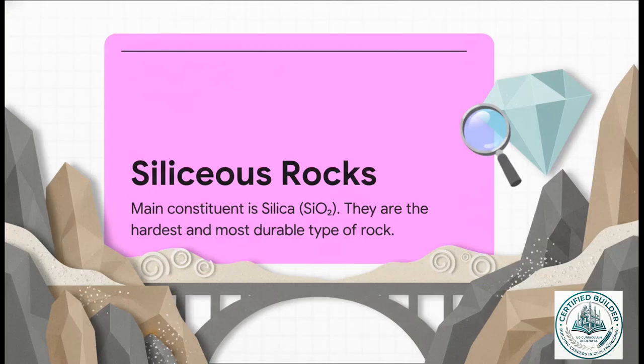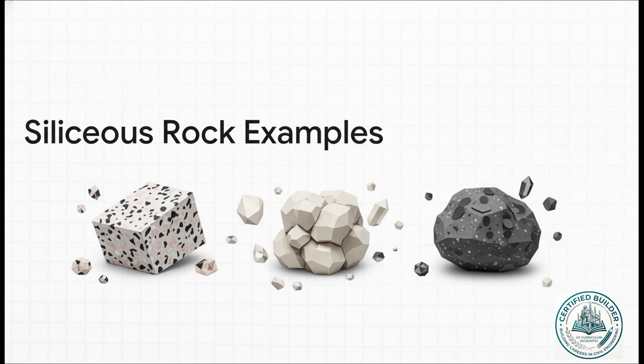First up, we've got siliceous rocks. Their main ingredient is silica, sand. And silica is incredibly hard. It's a 7 on the Mohs scale, which makes these rocks the absolute toughest and most durable building materials you can find, perfect for things that just have to last, like a bridge foundation. So the key examples to lock in your brain are granite, quartzite, and basalt.